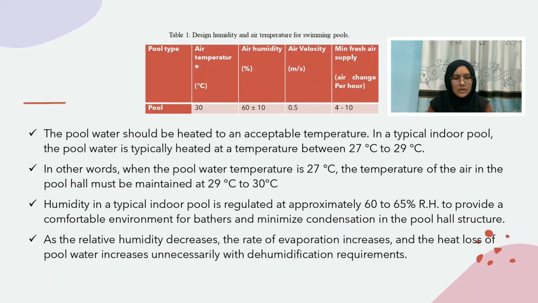Humidity in a typical indoor pool is regulated at approximately 60 to 65% RH to provide a comfortable environment for bathers and minimize condensation in the pool hall structure. Lastly, as relative humidity decreases, the rate of evaporation increases, and the heat loss of the pool water increases, in line with the dehumidifier requirement.